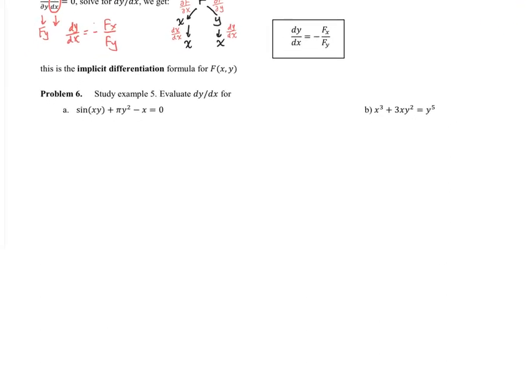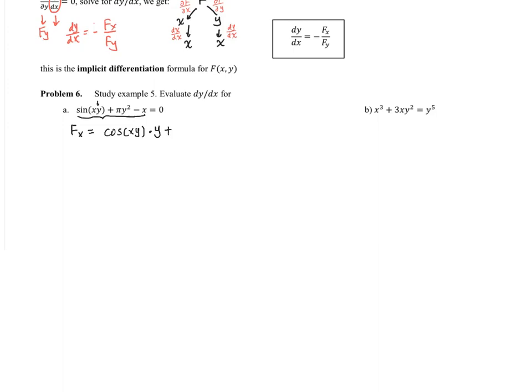So let's do the next problem. According to this formula, I just need to find fx first, which means you treat y as constant when you do that. So x is the variable. The first one will be cosine xy, right? The derivative of the outer is cosine u, so cosine xy times the derivative of the inner, the derivative of xy with respect to x. So you are left with y because y is constant.